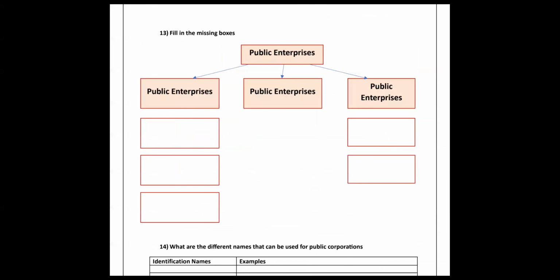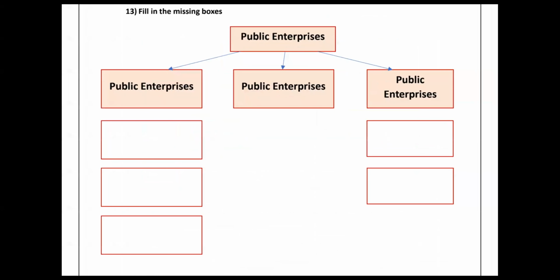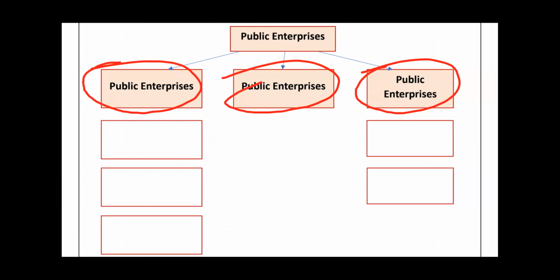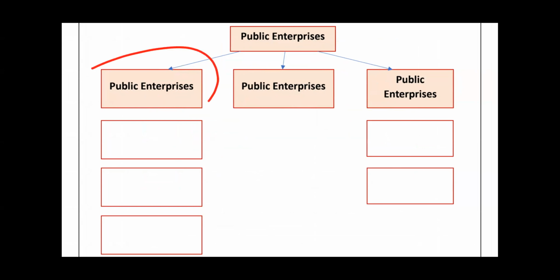Okay. So public enterprises are divided into three. Here I have made a mistake. You all have to change. The boxes I have just copy pasted, so I have forgotten to change the terms. So in the first box, write central government undertaking. Cut and write: central government undertaking.